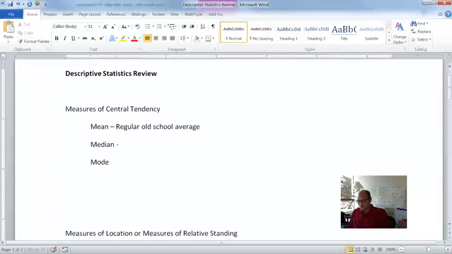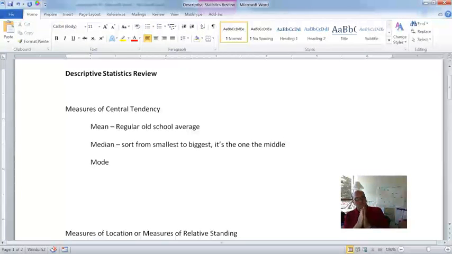The median is that if we sort everybody from smallest to biggest, it's the one in the middle. Right smack dab in the middle, and we talked about if there's not one in the middle, it's the average of the two. So nothing very hard here. And the mode was just the one that happens the most often.